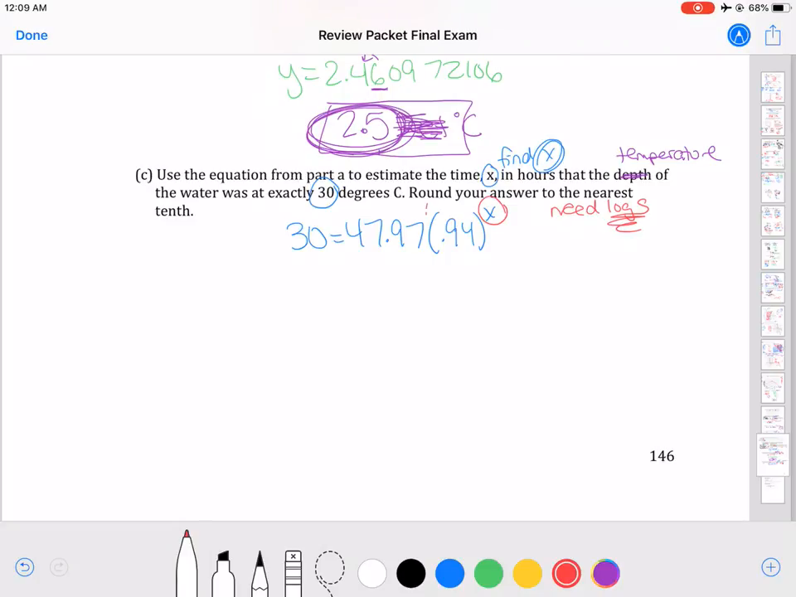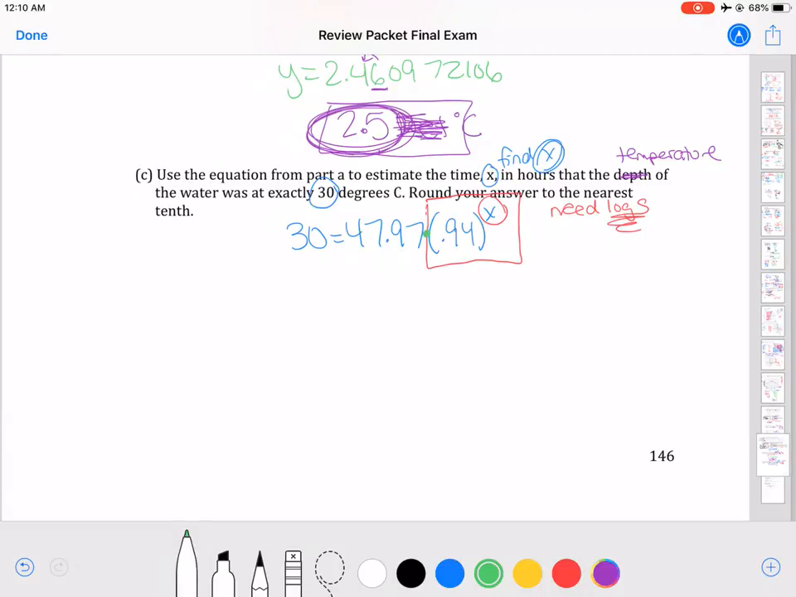Now, like we said earlier in this review packet, in this video, you can't use logs until the number that's being raised to the X is by itself. So in order to get that by itself, you've got to get rid of that 47.97. And I know the decimals kind of throw people off, but it's the same method. Don't let it throw you.